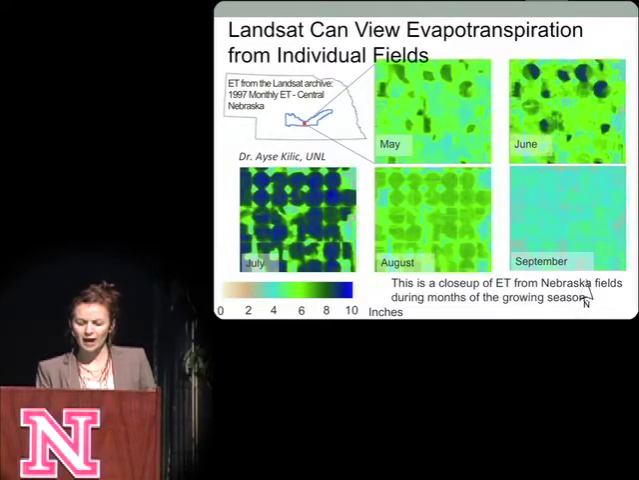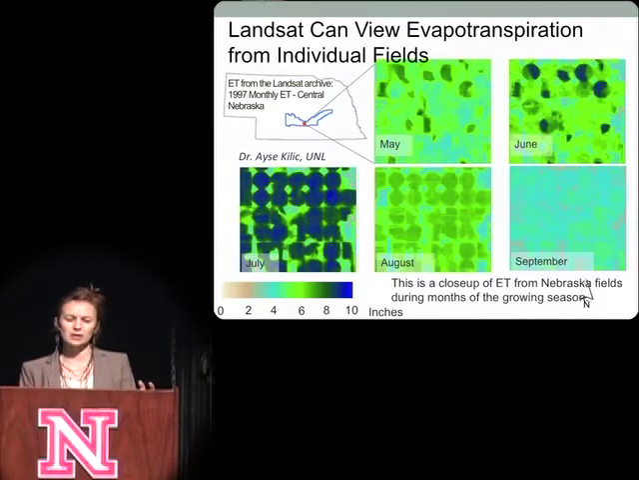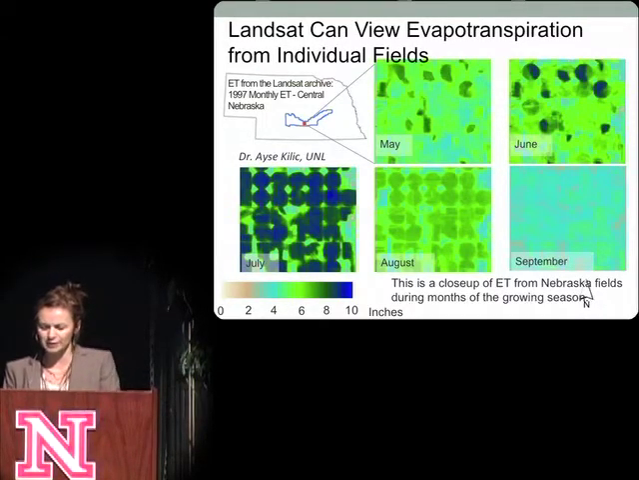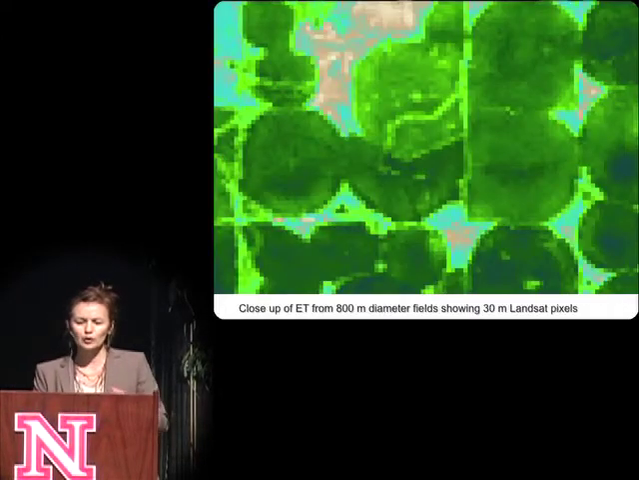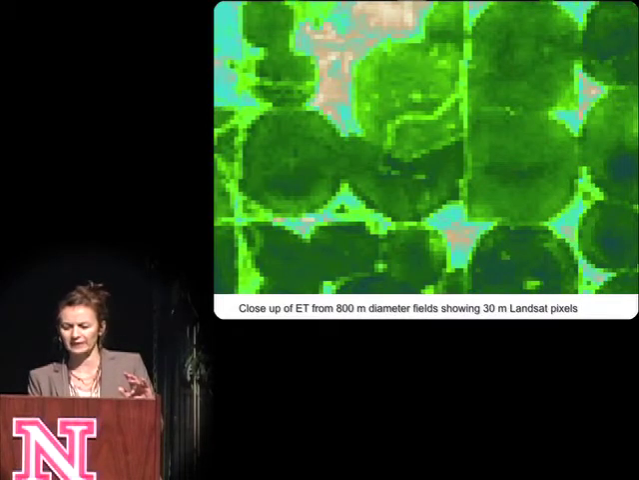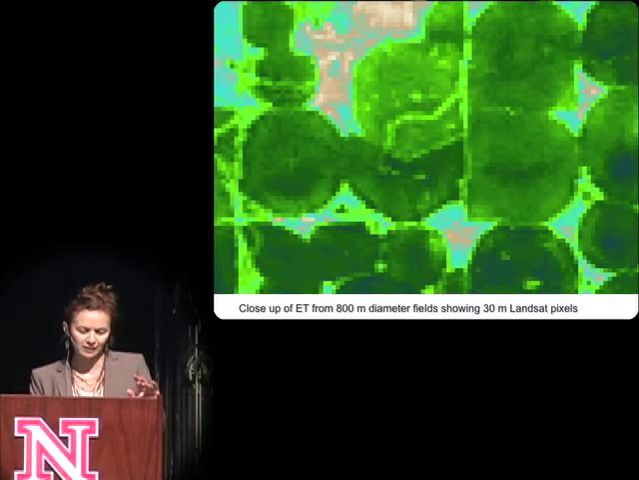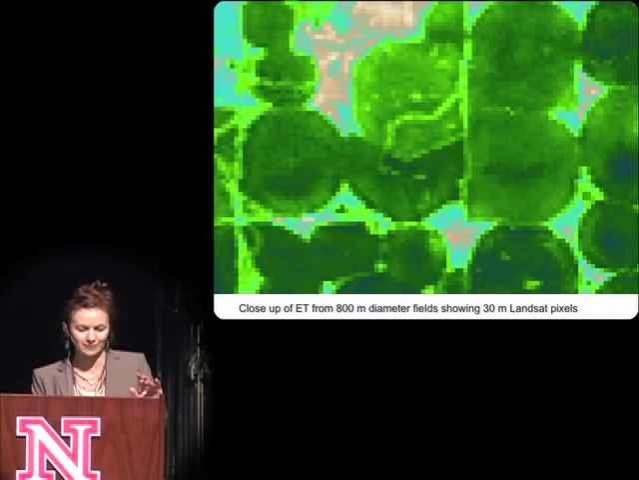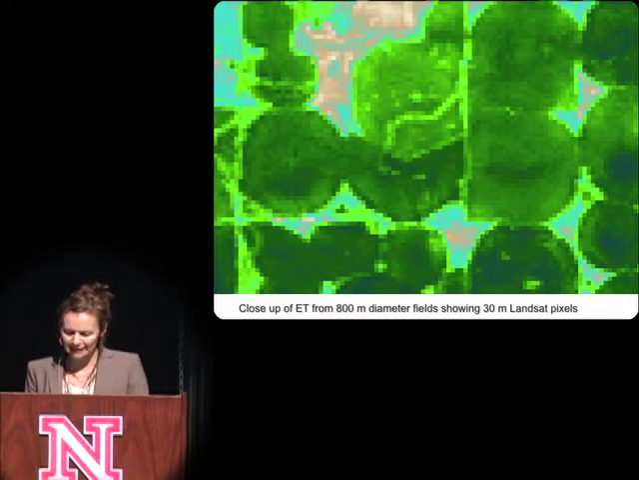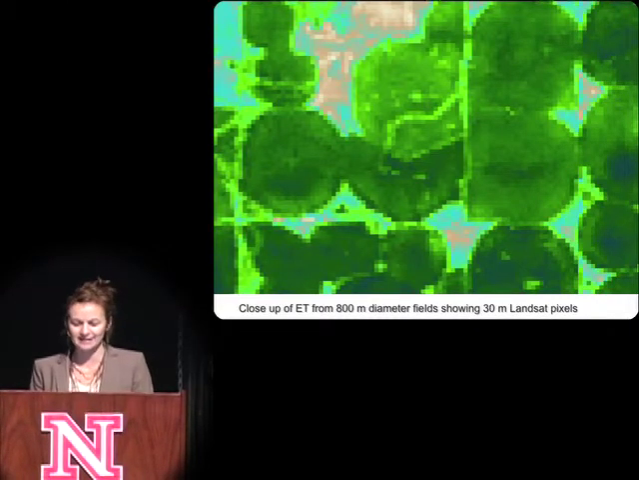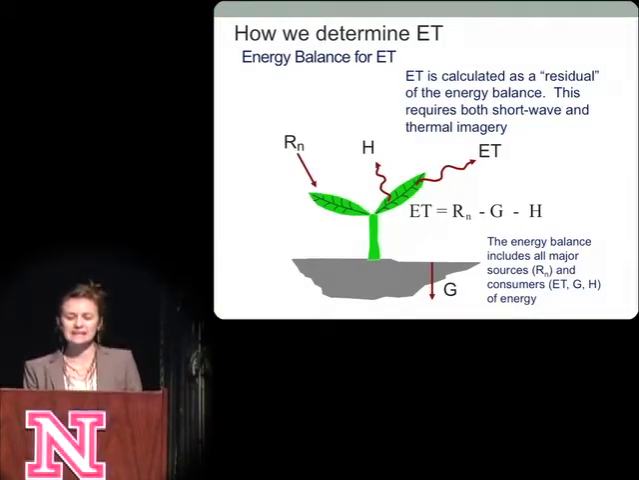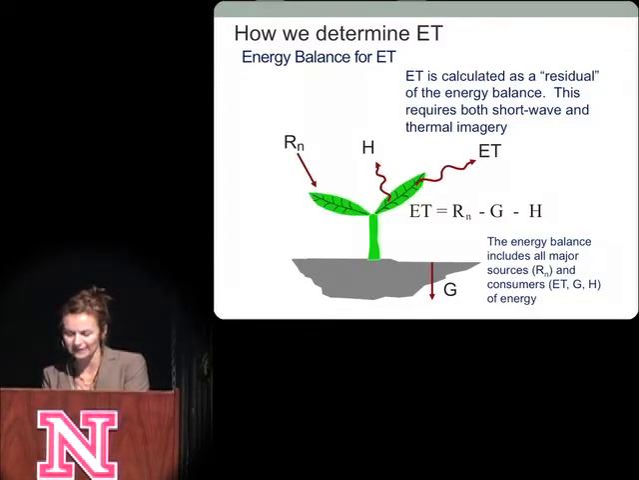July and August are really the months when a lot of these irrigated farmlands are using the water. If you zoom in, we can see the variation even within the field. And when you go further here, there are some dirt roads, where you see less ET. This is a really gorgeous, enormous data set that we can get from the satellite. We determine this ET as a residual in the energy balance equation.